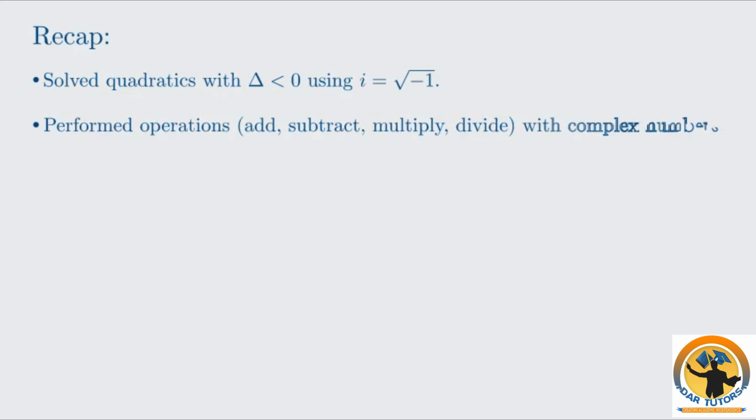Let's quickly recap what we've covered today. We started by introducing the imaginary number i to solve quadratic equations with negative discriminants, leading us to complex solutions. We then learned how to perform the 4 basic arithmetic operations: addition, subtraction, multiplication, and division, with complex numbers. We saw how the equality of complex numbers allows us to solve for real variables.